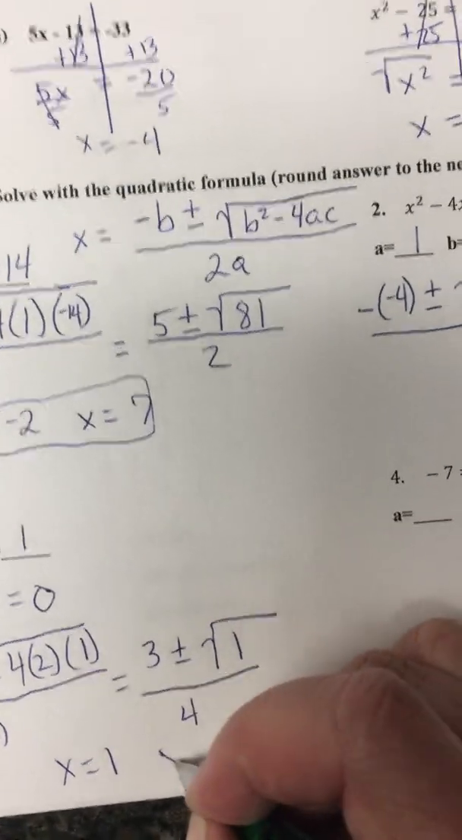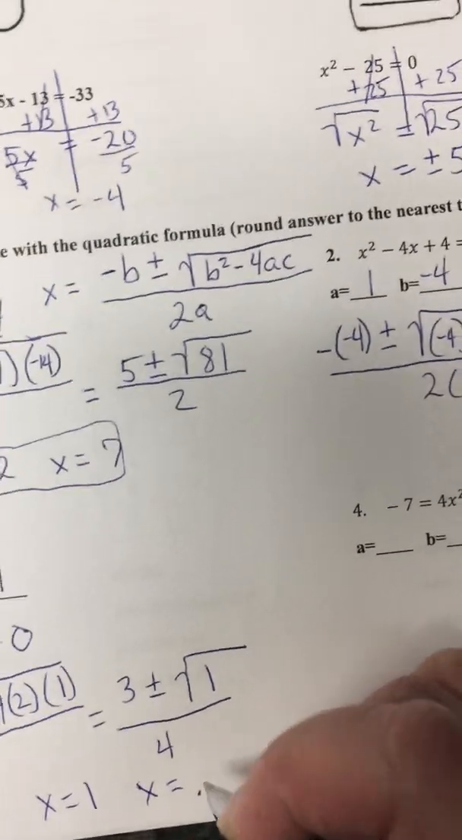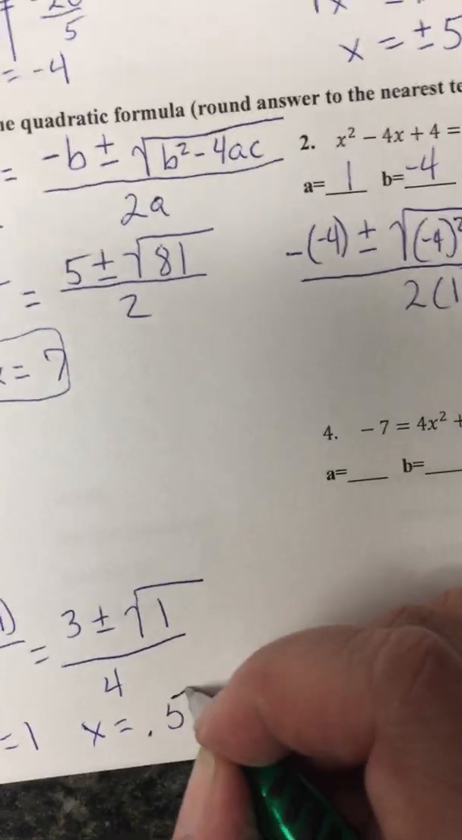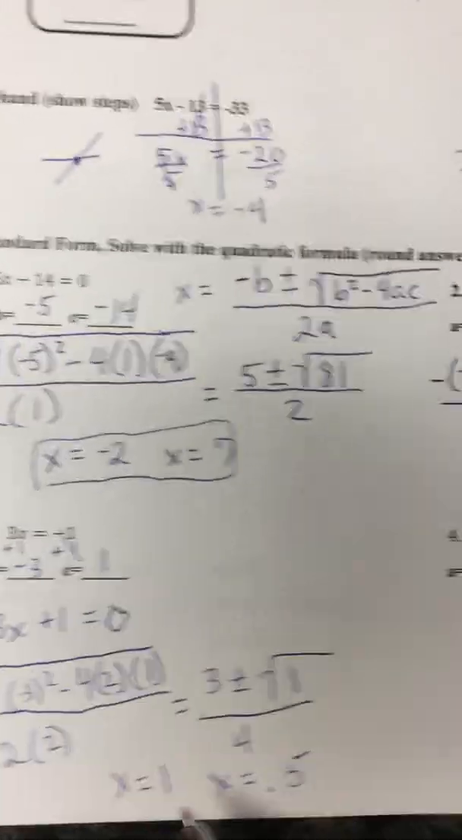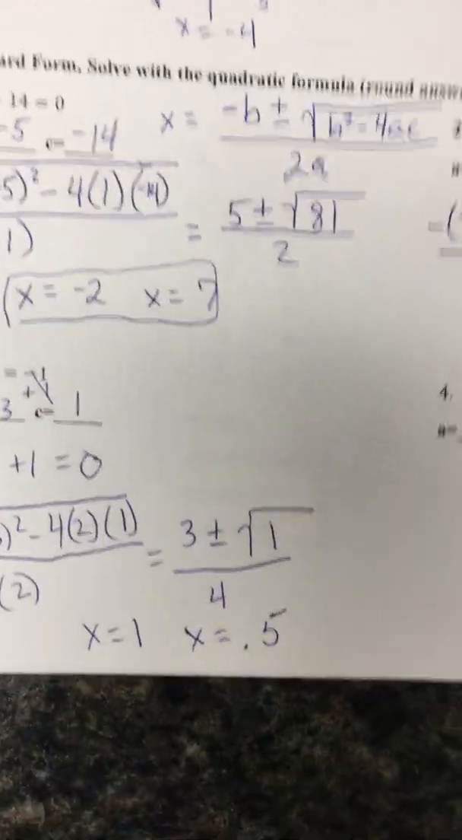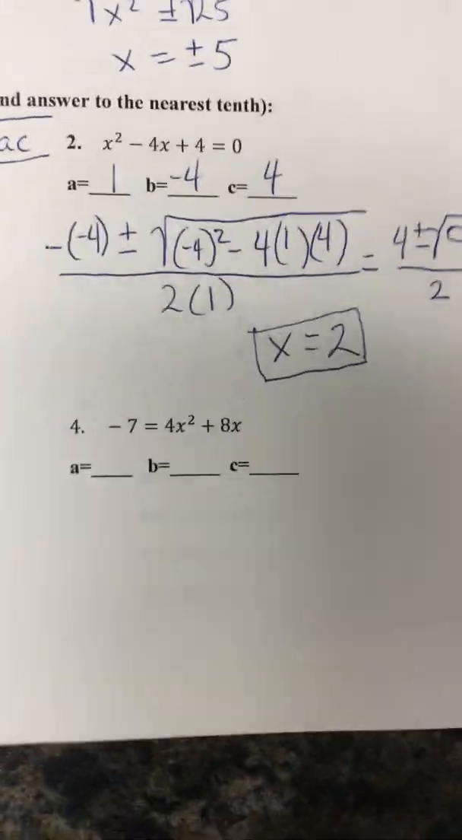So my other one is x equals, you can either do it as a fraction 1/2, or you could do it as a decimal, 0.5. So x is 1 and x is 0.5. Those are the 2 places where it's crossing the x-axis. Hopefully you got those right. I hope you did. Last one we're going to do.